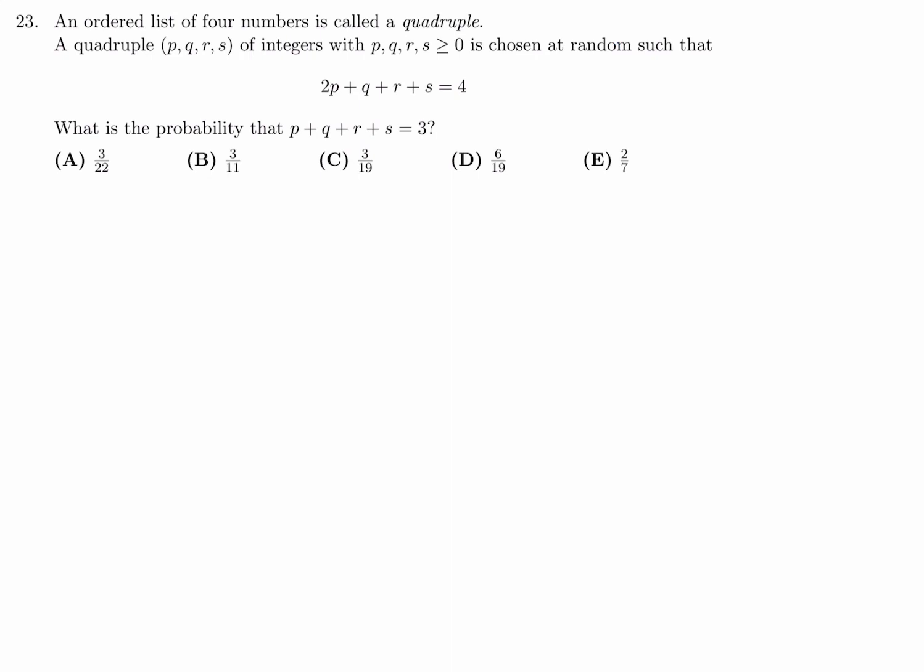An ordered list of 4 numbers is called a quadruple. A quadruple PQRS of integers with PQRS greater than or equal to 0 is chosen at random such that 2p plus q plus r plus s is 4. What is the probability that p plus q plus r plus s is equal to 3? So we have to again make a little table and go from there.